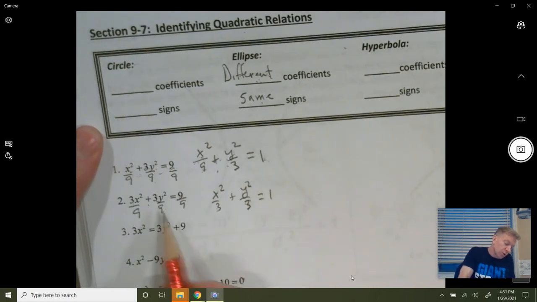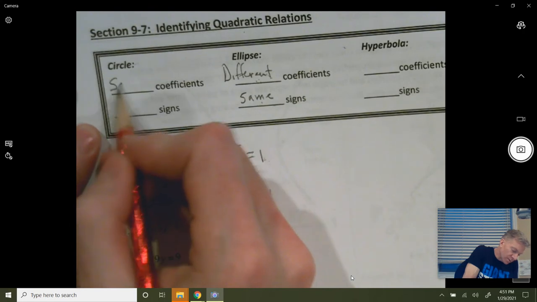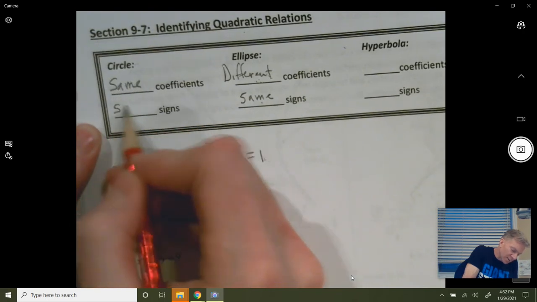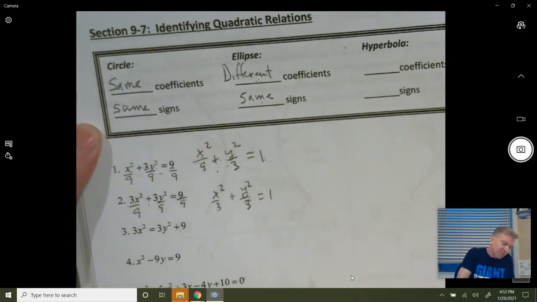So you have same coefficients and same signs, and that means it's a circle. If your coefficients are the same, your x and y radius are going to be the same, which makes it a circle.